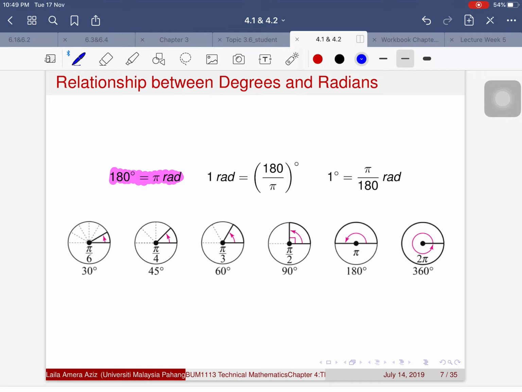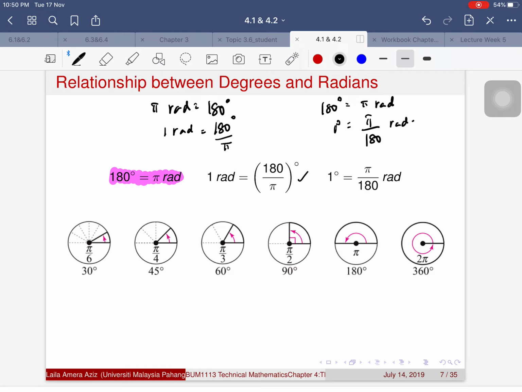According to this equation, pi radian is equal to 180 degrees. So if I want to find 1 radian, that is equivalent to 180 degrees divided by pi. That will be the formula. The same goes for 1 degree: 180 degrees is equivalent to pi radian, so 1 degree is going to equal pi over 180 radian.